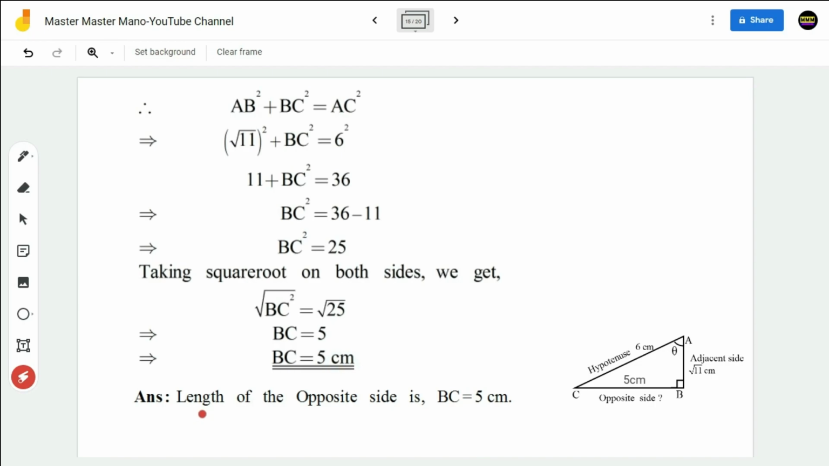Hence, the length of the unknown side, that is the length of the opposite side BC, is found as 5 centimeter by Pythagoras theorem.